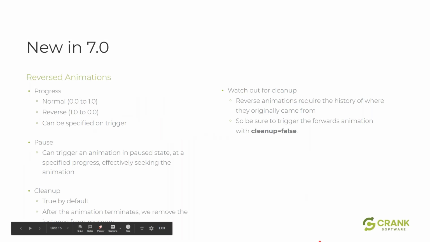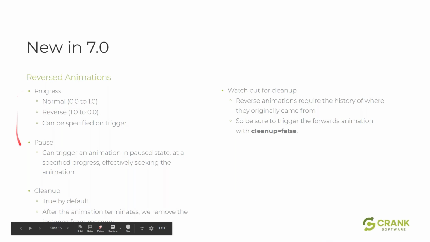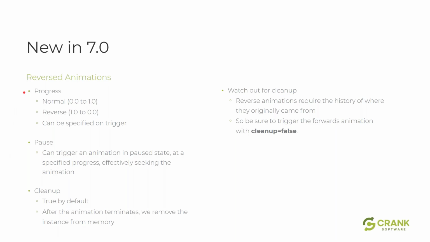That brings us to what's new in 7.0 with respect to animations. We've got three new main pieces here. First, we've got our progress. When we trigger an animation now, we have the ability to specify where in the animation it should start. A normal animation begins at 0 and progresses all the way to 1.0.